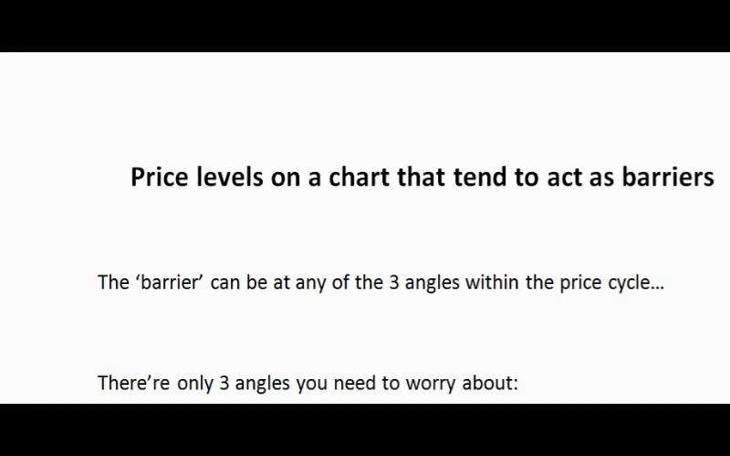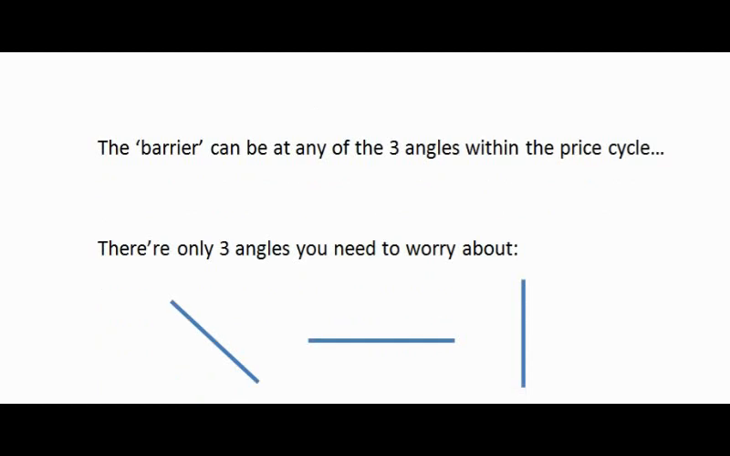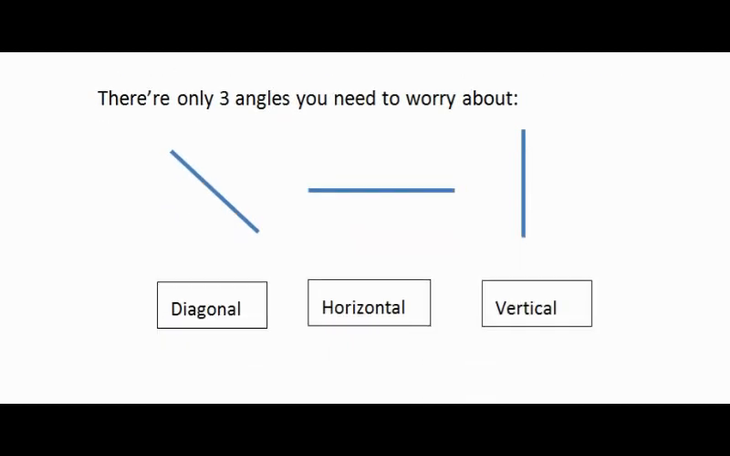So these barriers can have three angles within this cycle. We only have three angles that we're going to be dealing with: the diagonal angle, the horizontal angle, and the vertical angle. All right, this is what we got, and these are all the angles that we have. So we're talking about price and how it moves. And if you join all of these angles and connect all of the edges, you have a circle, you have a wheel, you have a cycle.